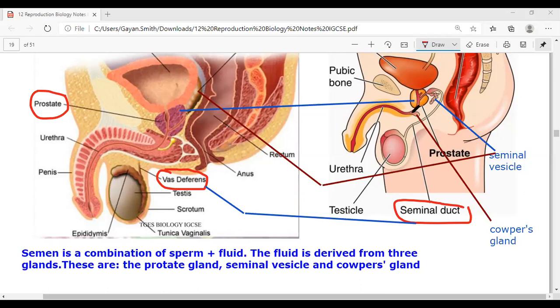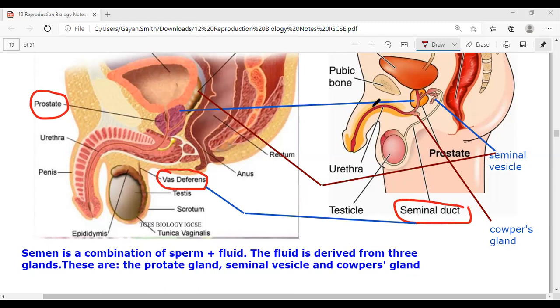By the time the sperm has been produced here, the sperm is carried in the vas deferens, also known as the seminal duct. And then by the time it comes up here, the sperm will get fluid from the prostate gland. Then it gets some more fluid from the seminal vesicle. Then it comes down here, it gets some more fluid from the Cowper's gland. So by the time it gets right here in the urethra, it is now called semen because it has been mixed up with all these fluids.